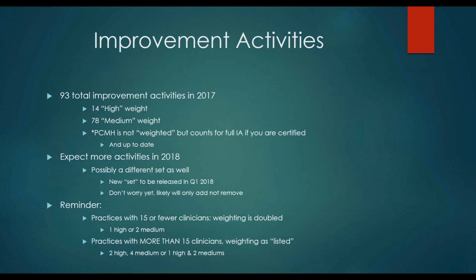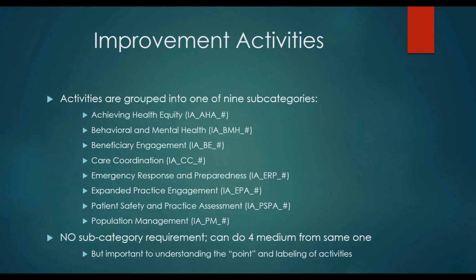And then there's a little reminder there that I beat to death on the last slide, so I won't go over it again. Just so you know, the activities are grouped into one of 9 subcategories, which are listed there. There's no subcategory requirement, right? So you don't have to do one from one category and one from another. You can theoretically do 4 medium weight activities all under the same subcategory and get the full improvement activity points.